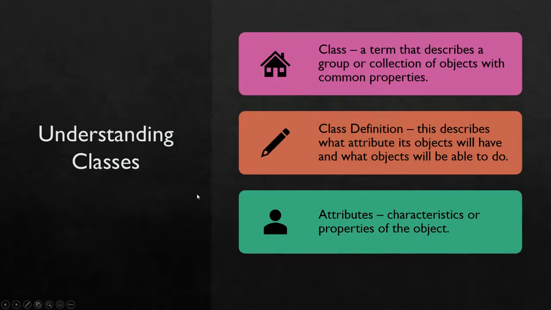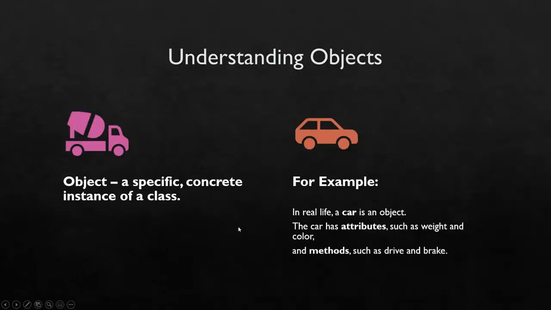Now let's move on to understanding the objects. An object is said to be a specific, concrete instance of a class. Objects are the things inside the class. And for example, in real life a car is an object.